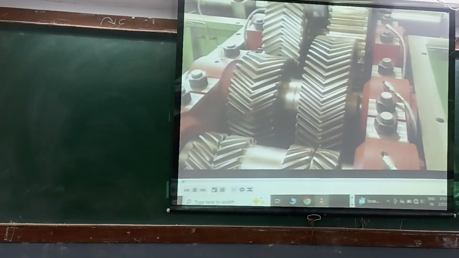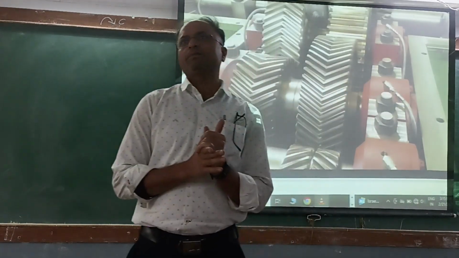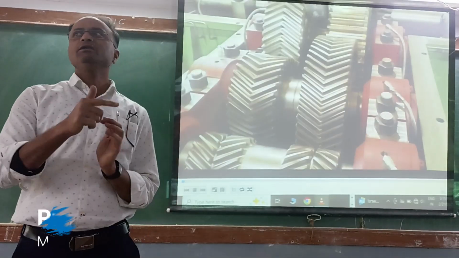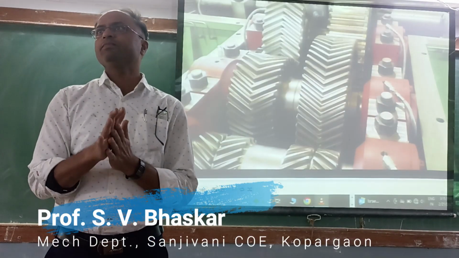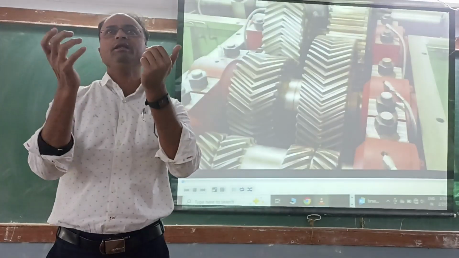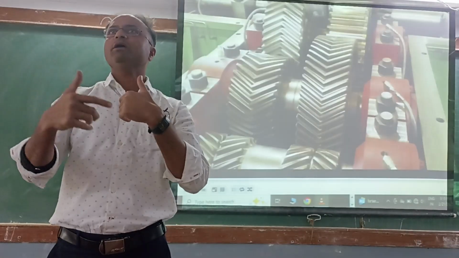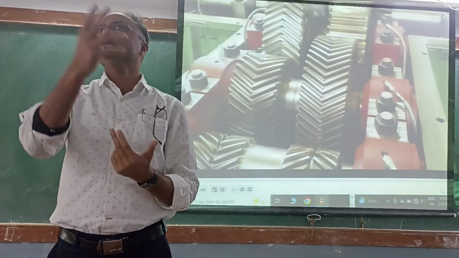Okay, now gears, as we know, are used for transmission of power and motion from one shaft to the other shaft by engagement of teeth. Gears have teeth on their surface. So by successive engagement of teeth, motion and power is transmitted from one shaft to the other shaft.